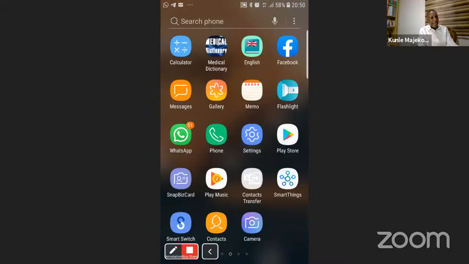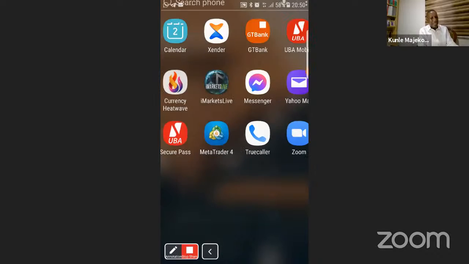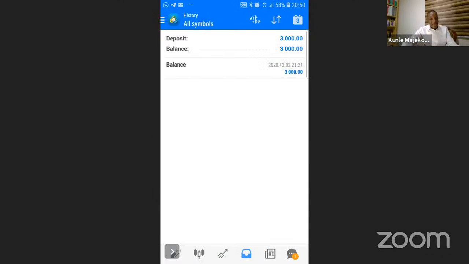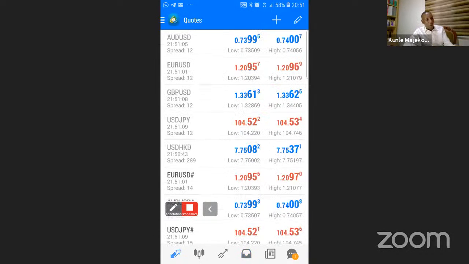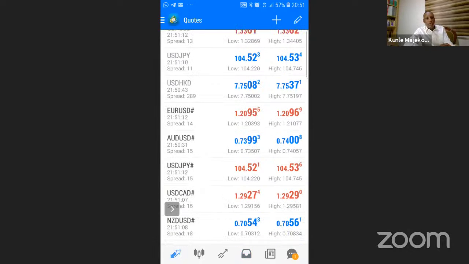I'm going to my... that's the MT4 that we opened, it is still there. That 3,000 MT4 is there. Now I want to take a trade. Now let's look, what should we trade? These are all possible. Let's do Euro USD, this one, Euro USD.